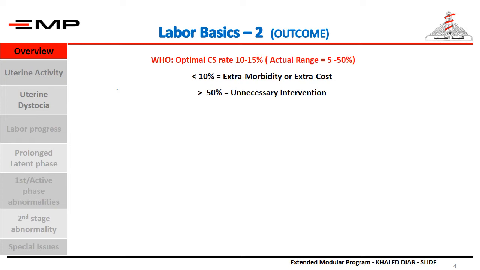The optimal cesarean section rate, as expected by WHO, is 10 to 15%. In any hospital, any rate below 10% or more than 50% needs further analysis, and its root causes need a logical explanation.